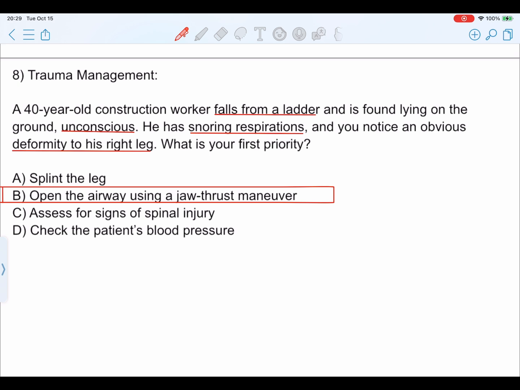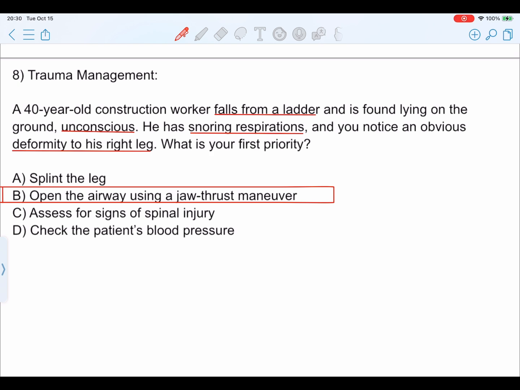Assessing for signs of spinal injury. This is something you should be able to do as you walk up to the patient. Not really assessing, but suspecting. Whenever you have a fall, especially after they reach a certain age, I believe it's 65, any sort of fall at 65, you're going to suspect spinal injury and put on a C-collar. But anytime you have someone who's fallen or any kind of trauma at all, you always want to suspect spinal injury. So we're not going to really assess right away because we're just going to assume that he has spinal injury and start treating that. So we're not going to assess for signs of spinal injury first.